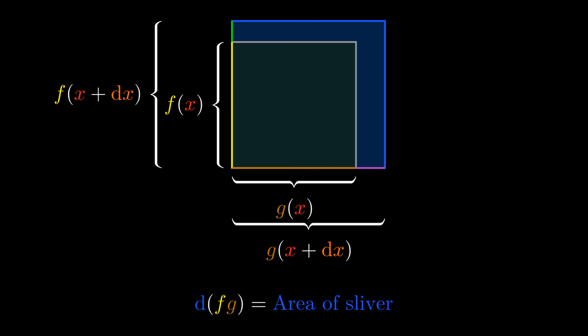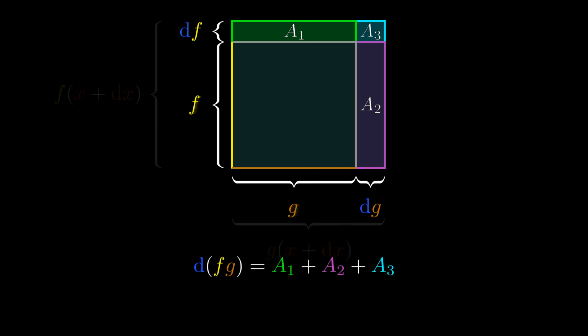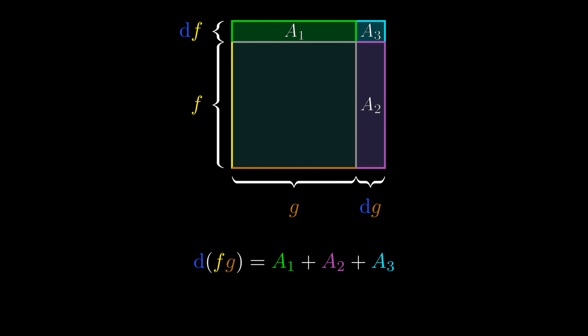To find this area, we can divide it into 3 smaller areas. For future reference, I will call these areas A1, A2, and A3. To find these areas, we need to determine these lengths. Looking at the diagram, we see that these lengths are df and dg. At this point, we can now calculate the areas. We see that A1 is df times g, A2 is f times dg, and A3 is df times dg.